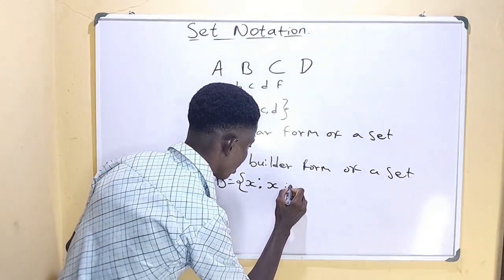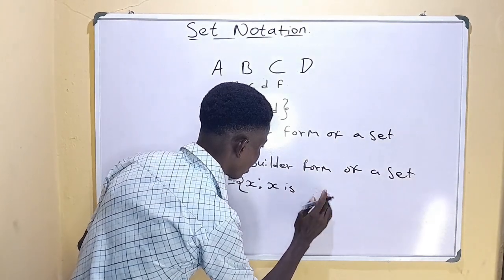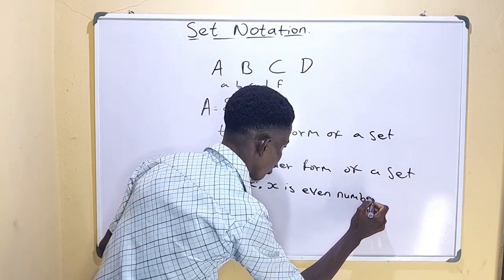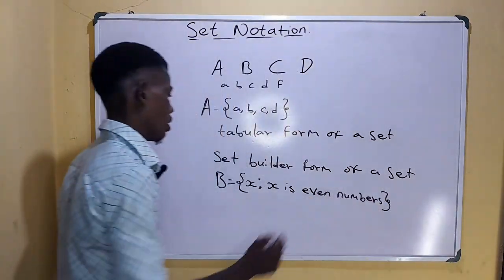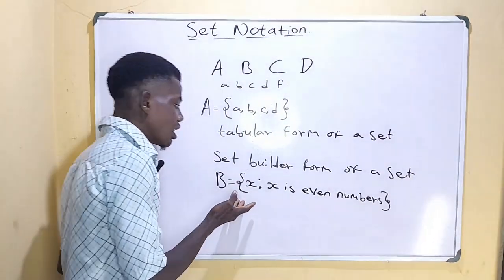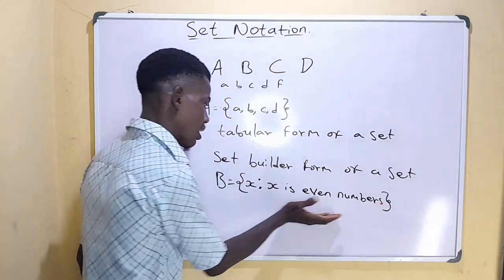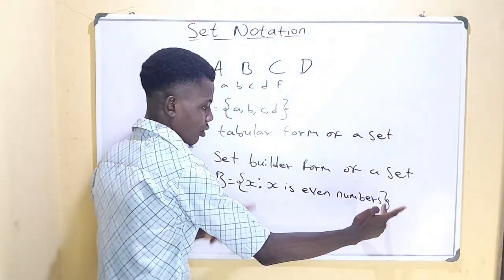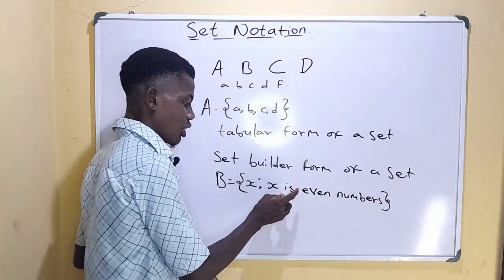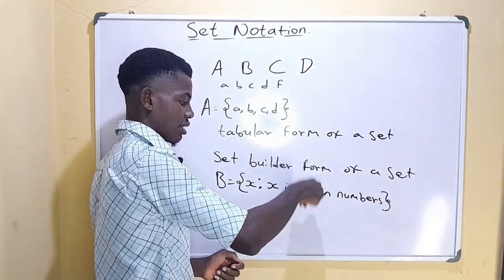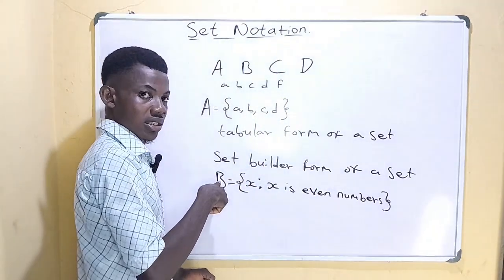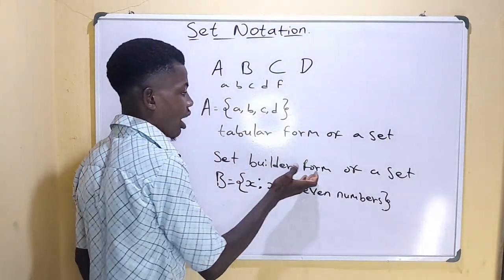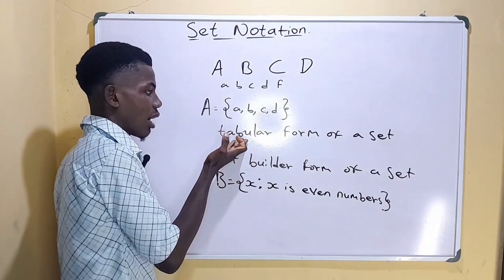x is an even number. Now, this is the set builder form of a set. The rule is enclosed by these two braces. This rule means all the numbers that are even are inside set B. So this form is called the set builder form, while the other form is called the tabular form of a set.